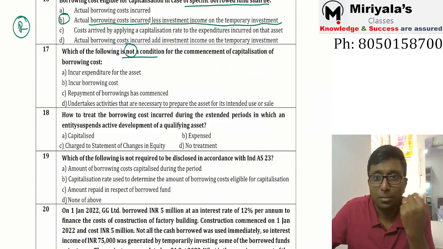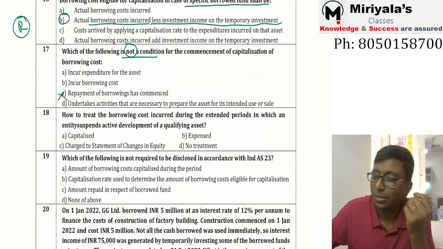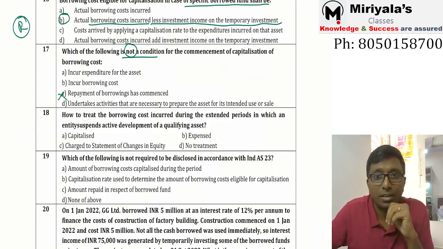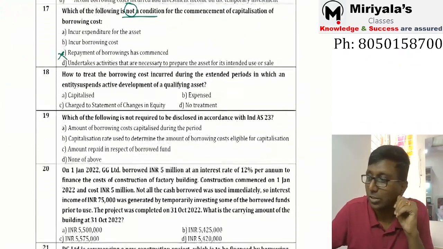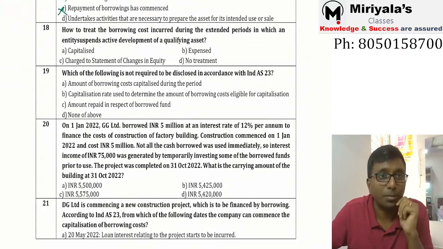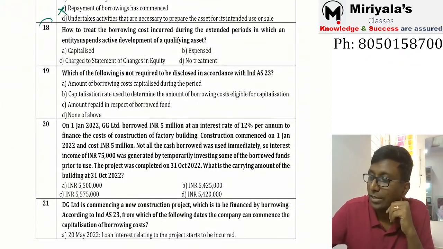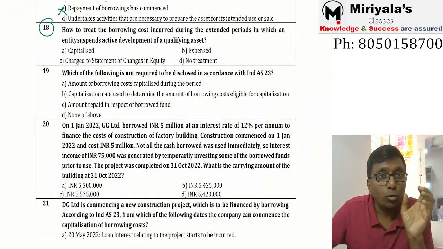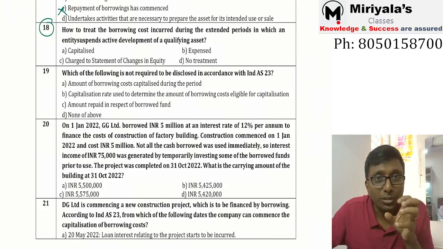Repayment of borrowing has commenced. Why is repayment relevant? Repayment is irrelevant. Rest of the things are correct actually. You should be incurring the expenditure on the asset, incurring the borrowing cost, and activity should be in progress, which are necessary for the intended purpose. Exactly.